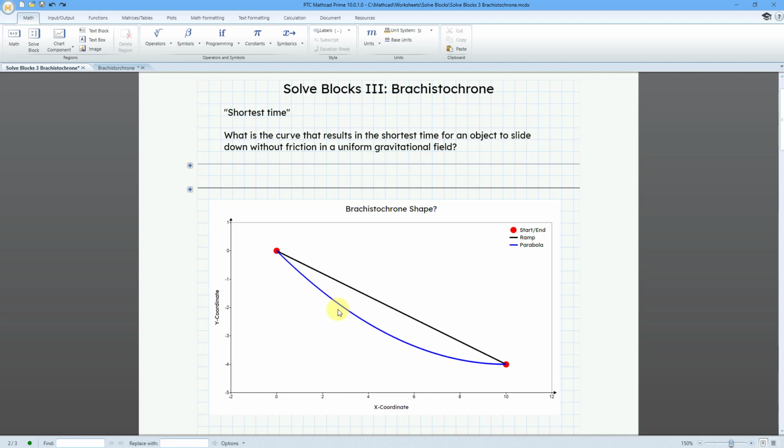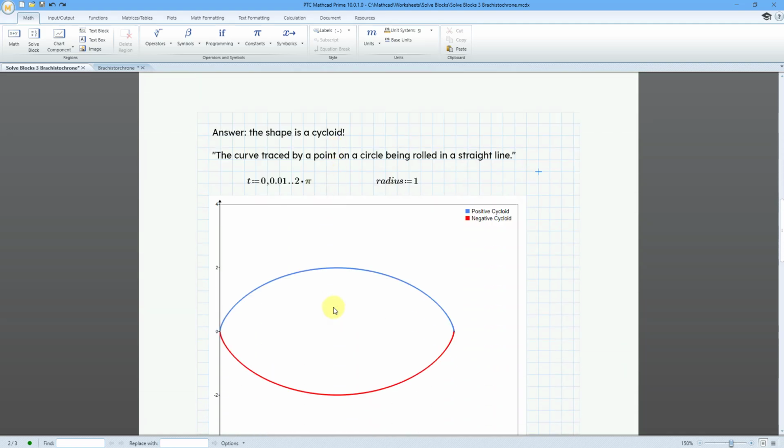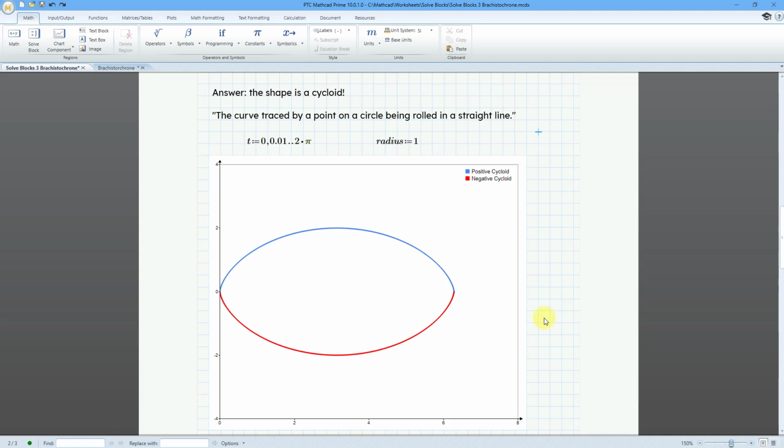In this video, I'm not going to go through the solving of the Brachistochrone problem. We're going to use it to find the different parameters of the curve itself. And let's talk about the solution to the Brachistochrone problem. So let me scroll down in my worksheet. And so a bunch of really smart people a long time ago figured out the shape is a cycloid.